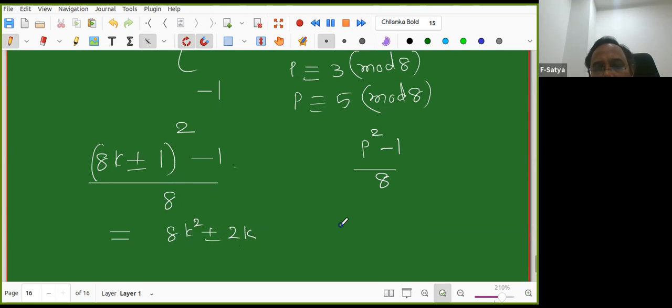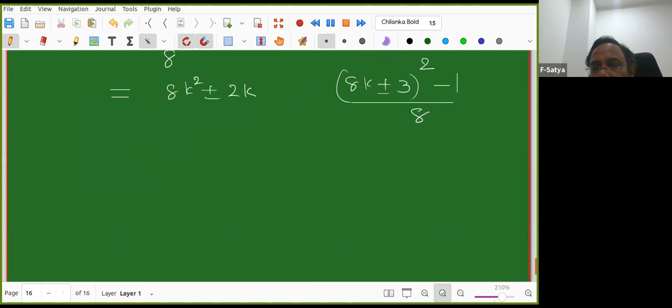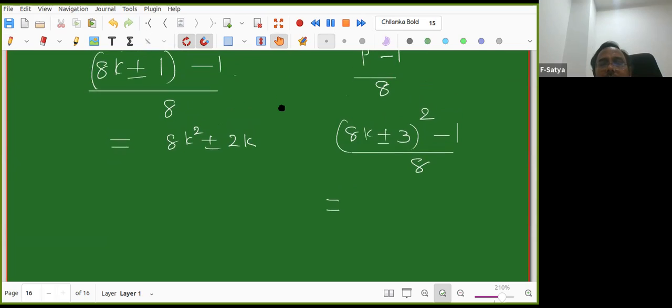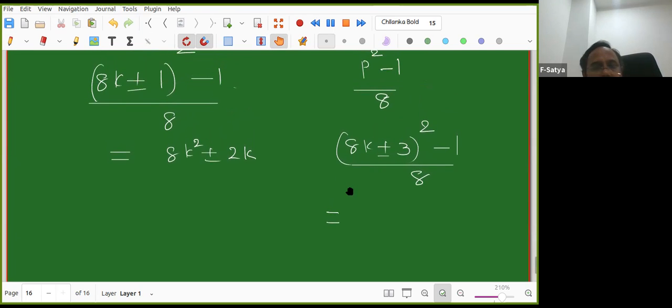Okay, now look at this. 8k plus or minus 3. 8k minus 3 is nothing but 8k plus 5 only. So whole square minus 1 by 8 again, this also we will compute. Slowly compute it. Let me show properly.